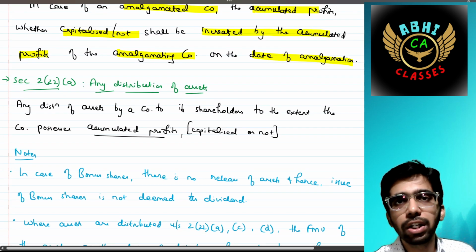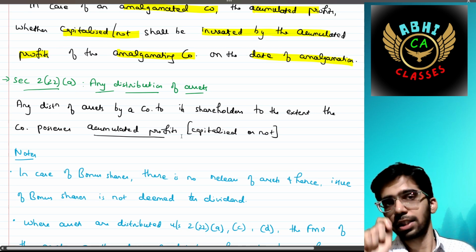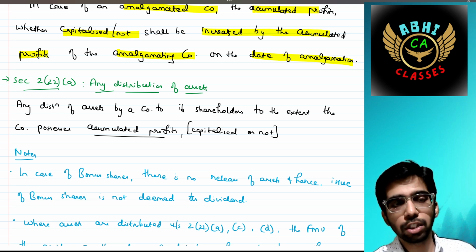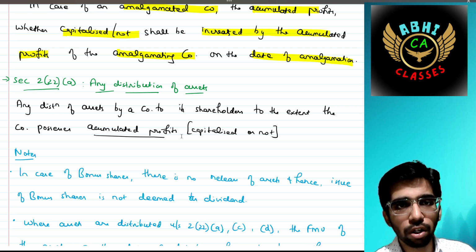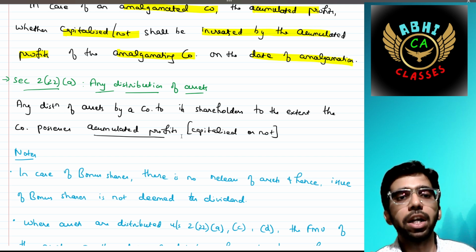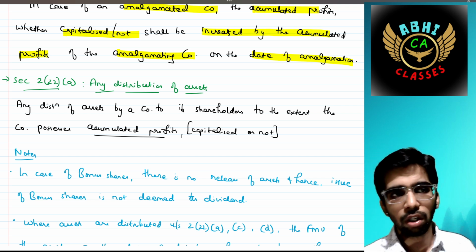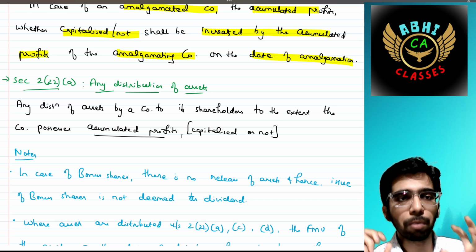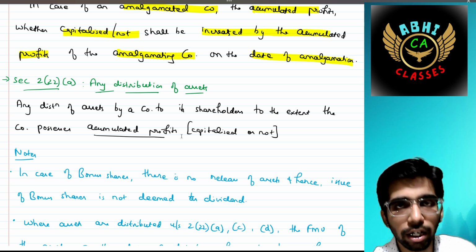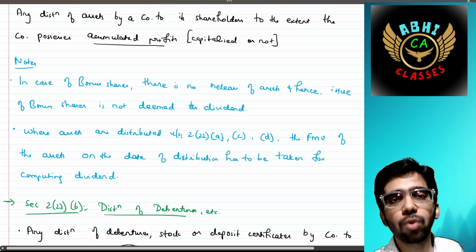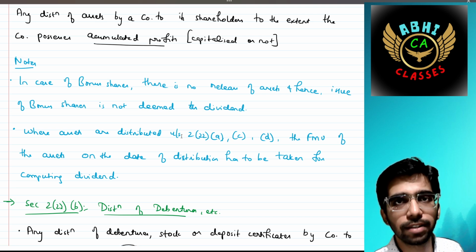Okay. First we will see section 2 subsection 22 subclause A. Any distribution of assets. It says any distribution of assets by a company to its shareholders, to the extent the company possesses accumulated profit, capitalized or not. The distribution of assets to the shareholder to the extent the company possesses accumulated profit should be treated as taxable dividend. Note, in case of bonus shares, there is no release of any assets, and hence the issue of bonus shares is not deemed as dividend.